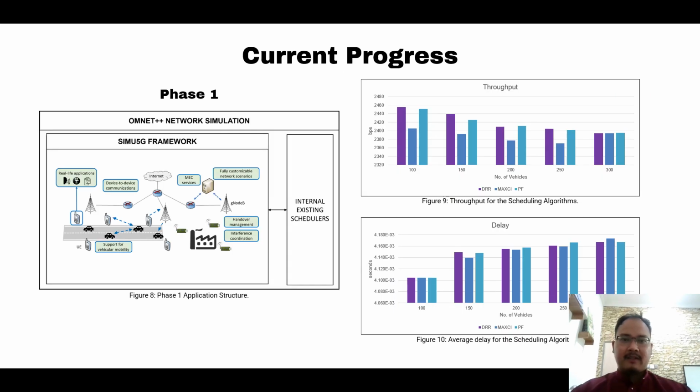In the first phase, after completing the simulation, we derive the preliminary result that encompasses the performance metrics of data traffic via SimuLTE 5G in the OMNeT++ simulation. We utilize the existing internal scheduler as depicted in Figure 8. Figures 9 and 10 depict the bar charts for the throughput and the delay of the schedulers.